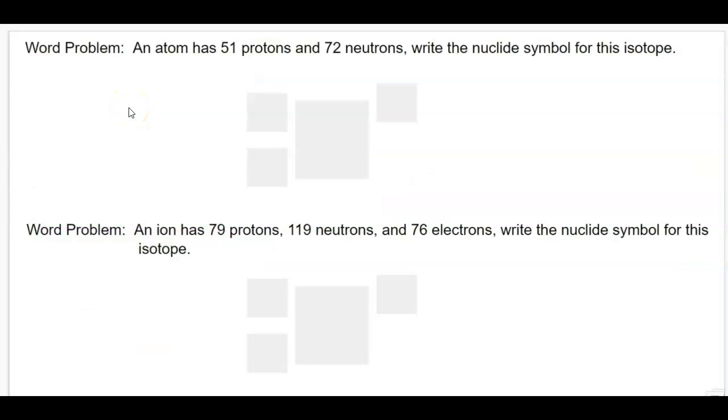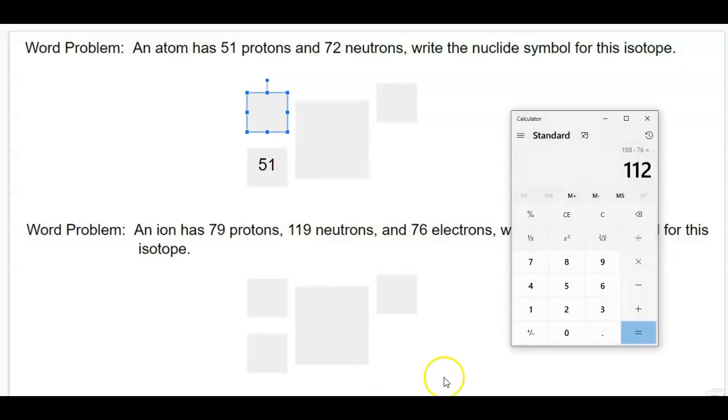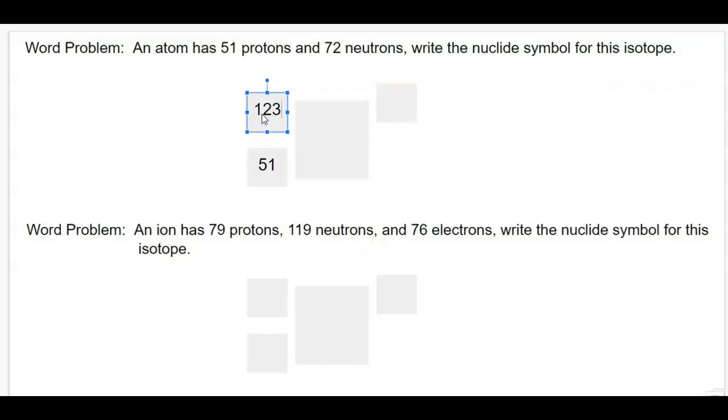Now let's look at this as a word problem. If you have an atom that has 51 protons and 72 neutrons, write the symbol for this isotope. First of all, because it's an atom, that means the protons and the electrons are equal, so we have no charge here. It's neutral. 51 protons tells me the atomic number, which goes here. And how do I determine the mass number? It's protons plus neutrons. So 51 plus 72 gives me 123. That's what number goes here.